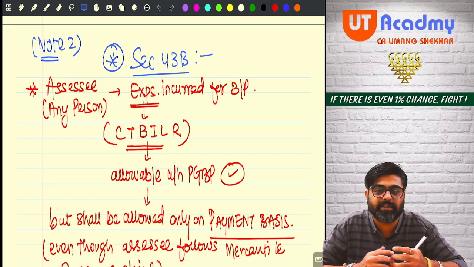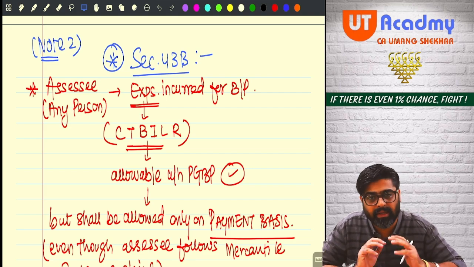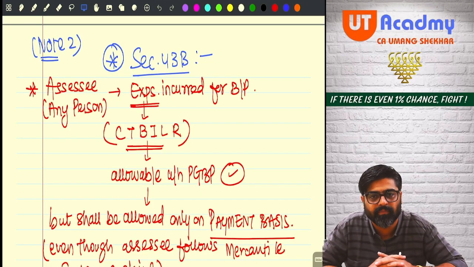Why do you pay GST? Because you are doing such type of business. You are buying and selling goods and services. If you are buying and selling goods or services, then only you are liable to pay this GST. If you are not buying and selling, you are not liable to pay GST. Meaning the GST is a tax which is related to your business or profession.